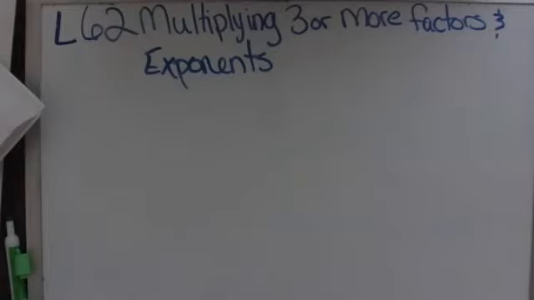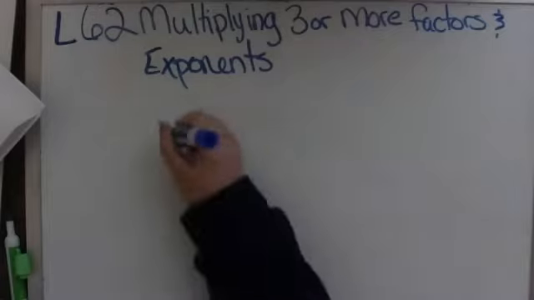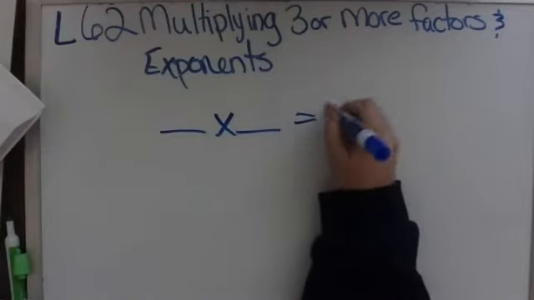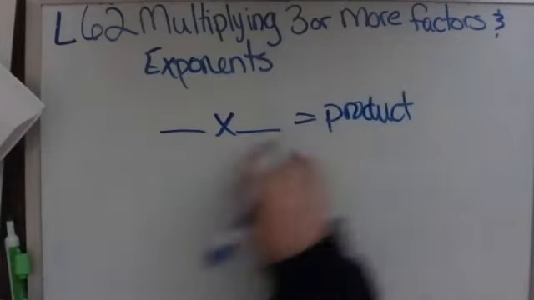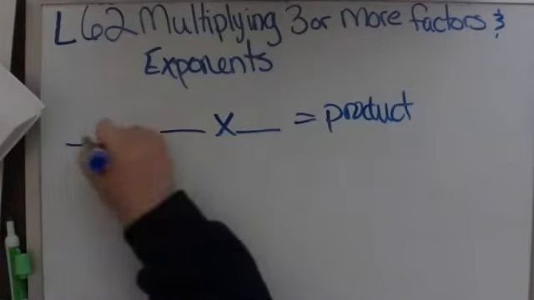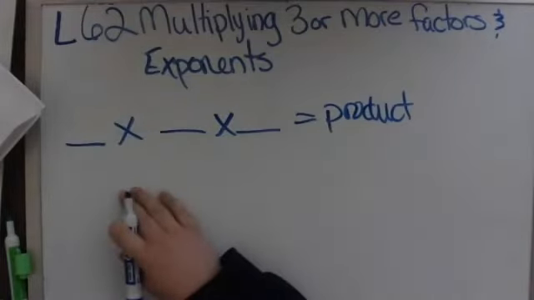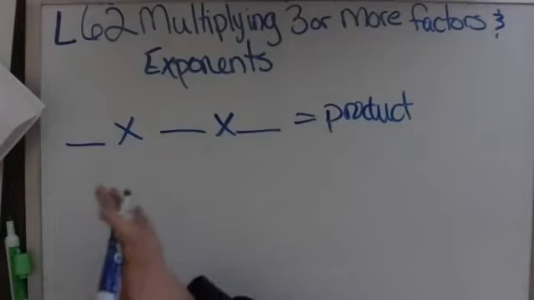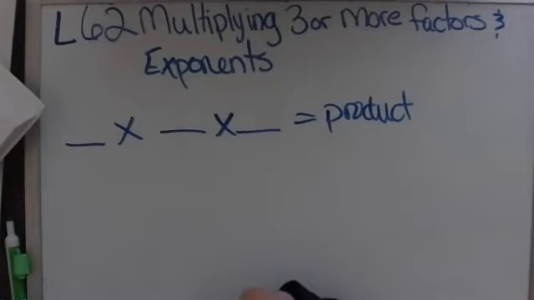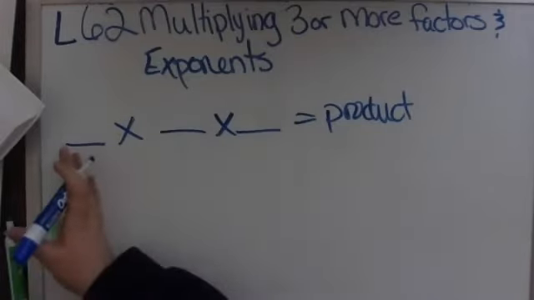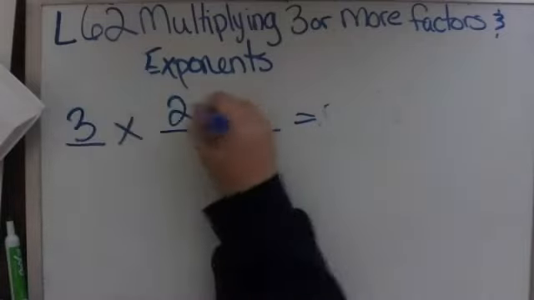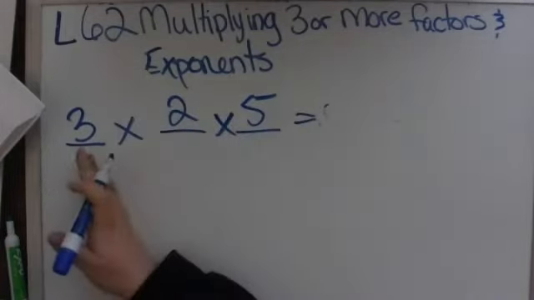When you are multiplying three or more factors, remember a factor is a number you times by another number to get your product. These are factors. So all this is adding in another factor when you're doing three or more. How you do this is, unless there's parentheses telling you where to start, you start from the place you read and you work your way through. So if I had here 3 times 2 times 5, I work my way over here and I make my way through.